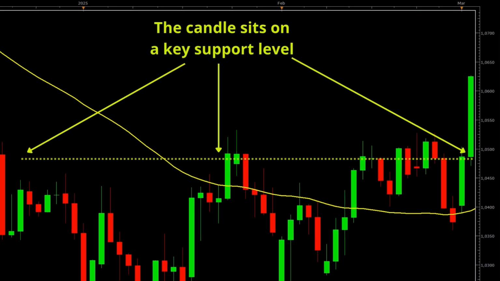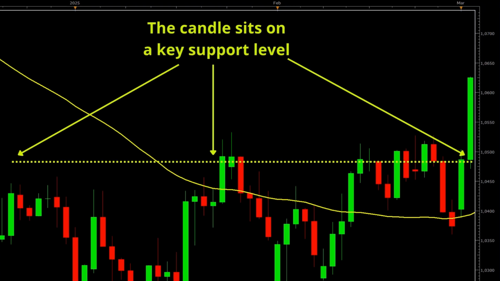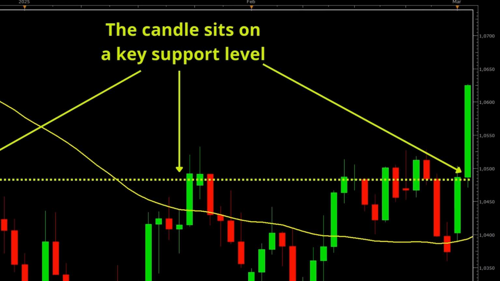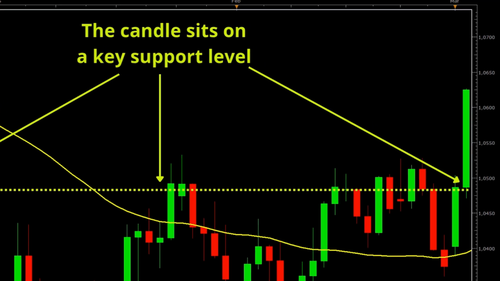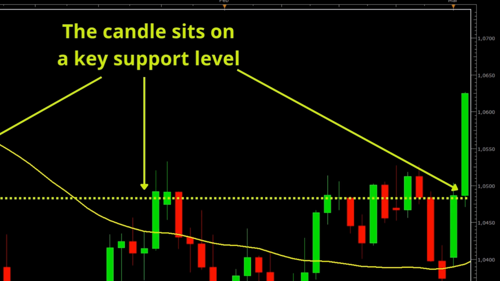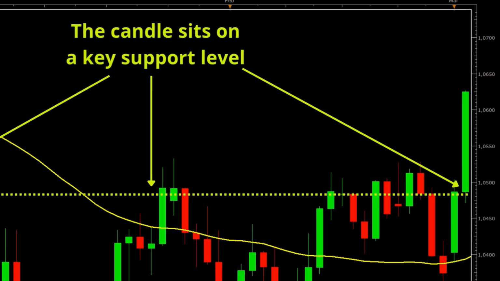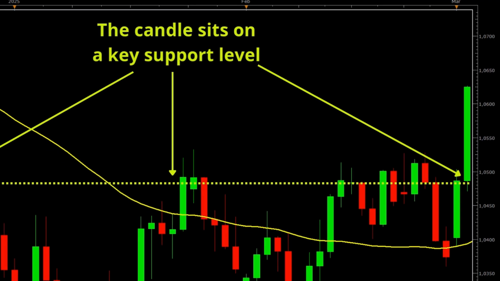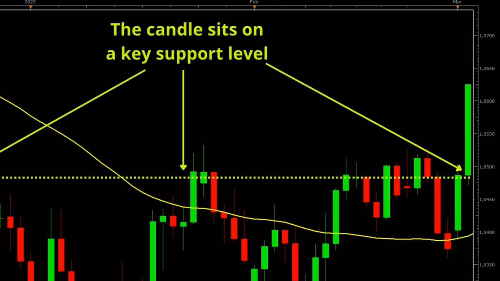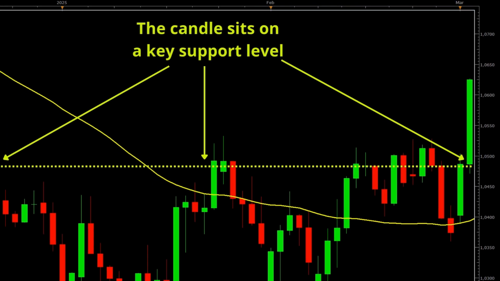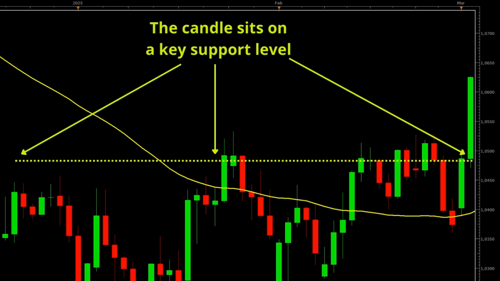Our final preliminary condition is the structure. The candle must be sitting on a key support level. This often happens during a retest. The horizontal dashed line represents this strong support. The market returns to the level, forms a strong momentum candle above the SMA 50, and confirms that the structural support is holding, providing a high probability entry point.